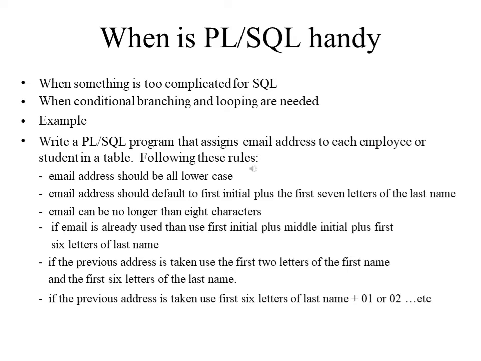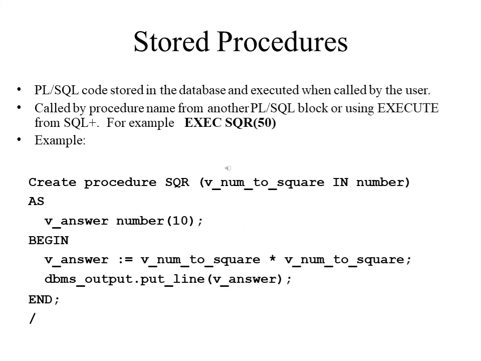The email address should be all lowercase. It should default to the first initial plus the first 7 letters of the last name. If the email is already used, then use the first initial plus middle initial plus the first 6 letters of the last name. Then, if the previous address is taken, use another variation.